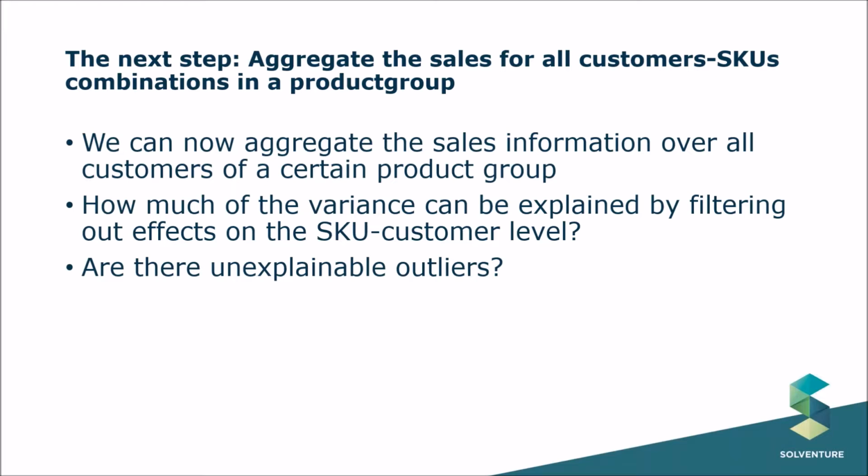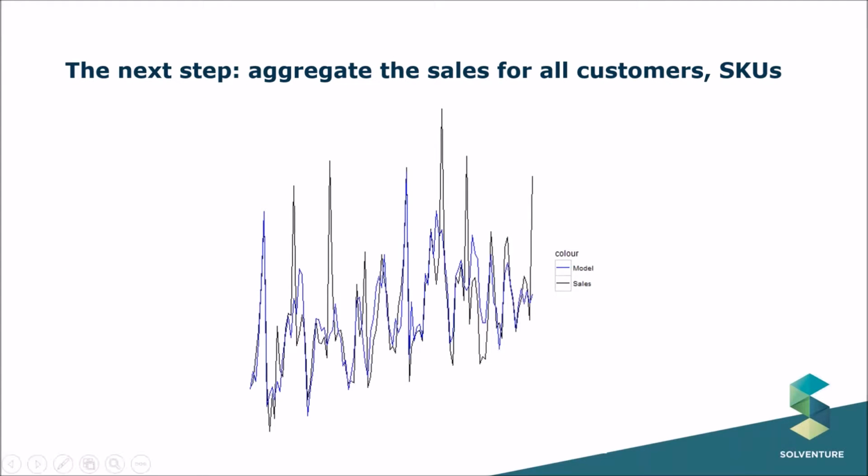So what we will now do is run this type of analysis on a customer SKU, aggregate it, and then let's see what happens if we aggregate that data. So this is aggregate data. For a certain region, we aggregated all the customers and all the SKUs for a specific product group. In this specific case, it's the type of beverages. So we have run first the analysis on the customer SKU. If we now aggregate it, what do we see?